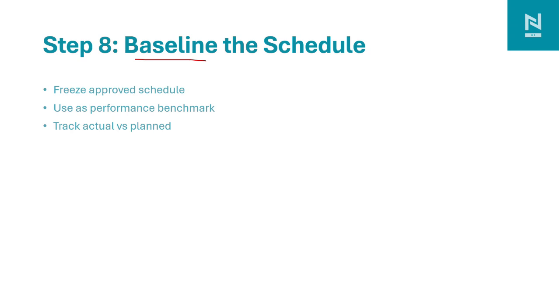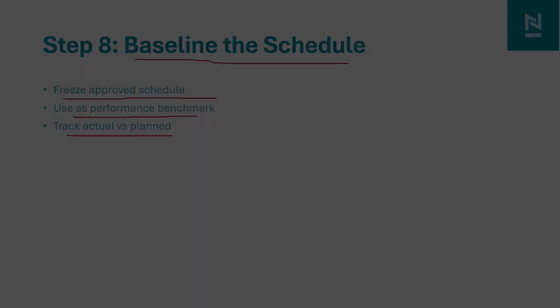Next is to baseline the schedule. After we get all the information from the teams and project management, we baseline the project. That means we freeze the approved schedule. If we are using the NEC contract, then as per clause 31, the contractor needs to submit the baseline program, and it is used as the performance benchmark. We track the actual project progress against the baseline schedule, whether we are doing as per the plan or we are going away from it.